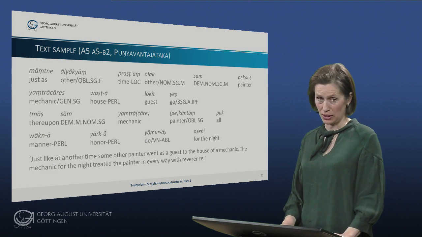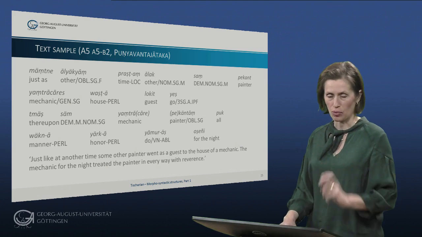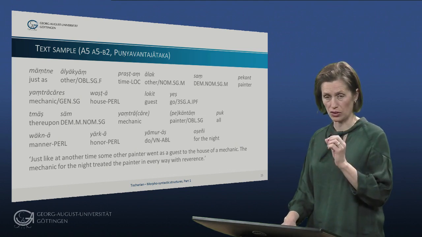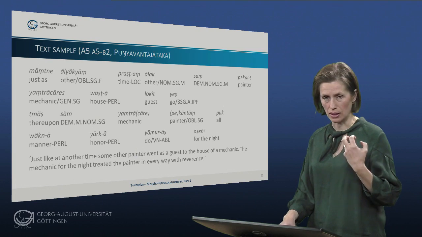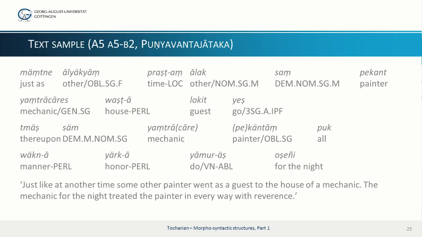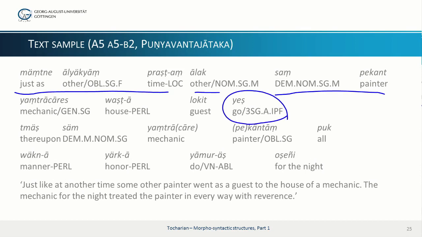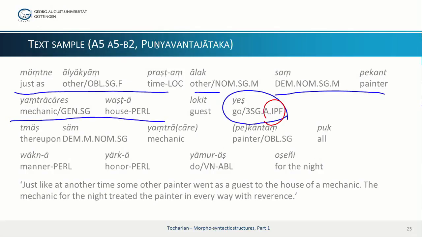So now we'll look again at the same text that we had before, the Punyavanta Jataka and the story about the mechanical doll. Now we'll look instead at the forms in past tense, the forms in imperfect and in the preterite tense. So we have here, just like that, at another time, this painter went. And you see here, we have an imperfect. So it means that it's an imperfective aspect. So he went to the house of the mechanic as a guest.